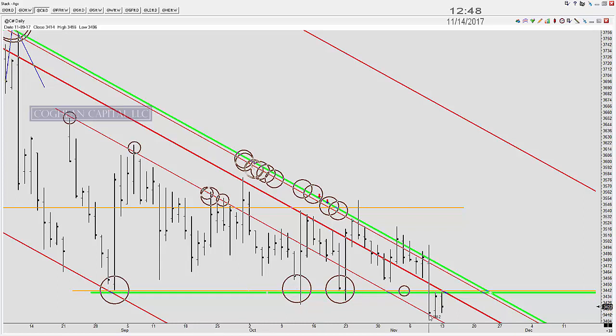So yeah, okay, now we've fallen through that support. I probably would now watch for a bit more resistance up in this area here. I remain bearish corn. I'm just not short corn. I still think it's going to go lower.